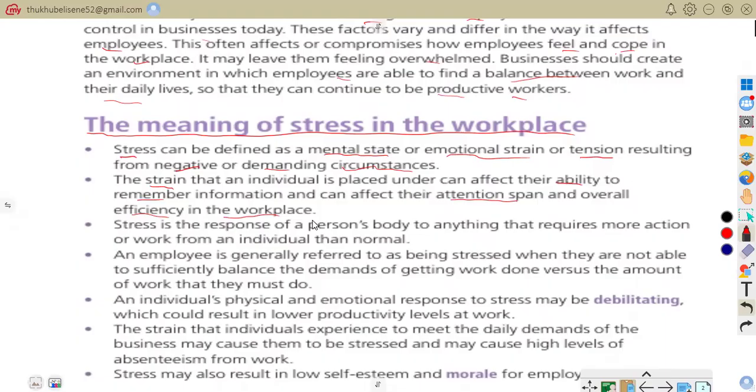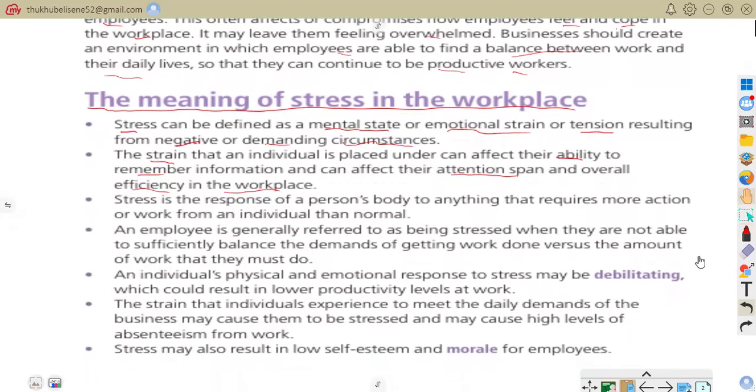Let's take, for example, a worker who forgets important instructions because they are overwhelmed. If a worker is overwhelmed, it means he or she is going to forget important instructions. That's the memory that is affected by stress. Hope you are together, good people. Let us move on to another point.